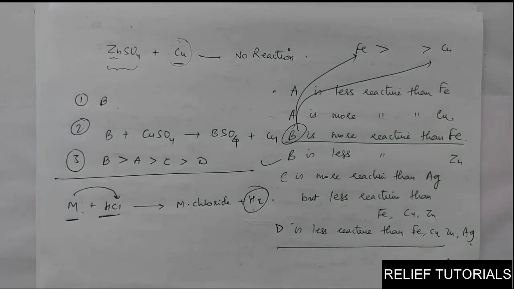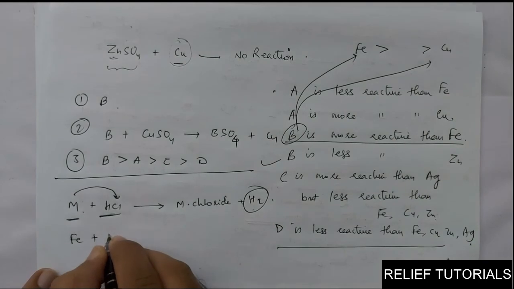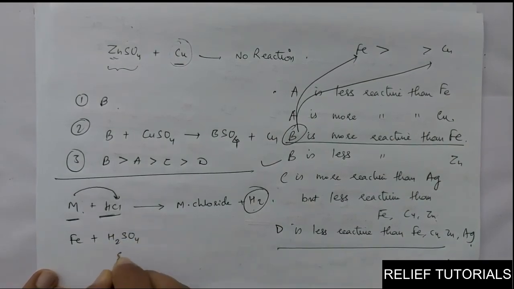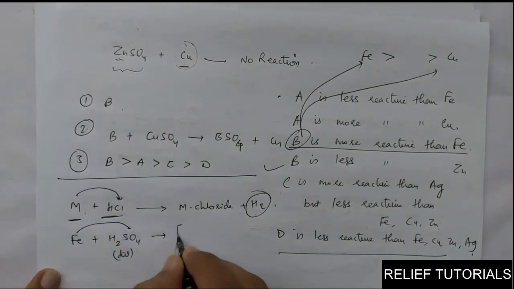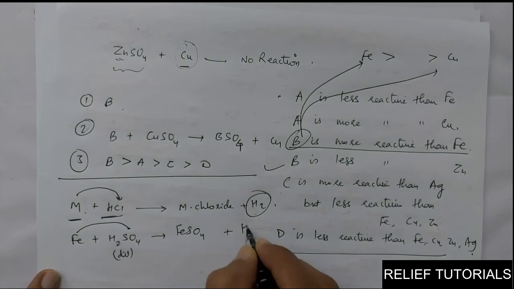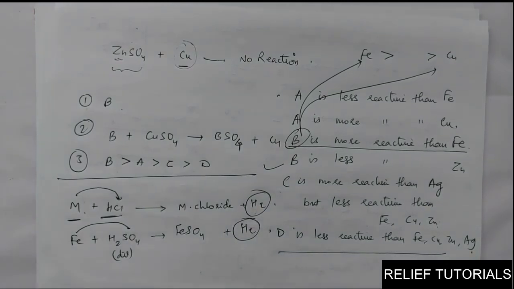But the question still continues. Write the chemical reaction when iron reacts with dilute sulfuric acid, H2SO4 diluted. So obviously Fe reacts with SO4 to form FeSO4 and hydrogen gas is liberated. The fundamental of this question, what you have to remember, is that when any metal is added to dilute hydrochloric acid or dilute sulfuric acid, hydrogen gas is liberated, that we have studied in the previous lecture.